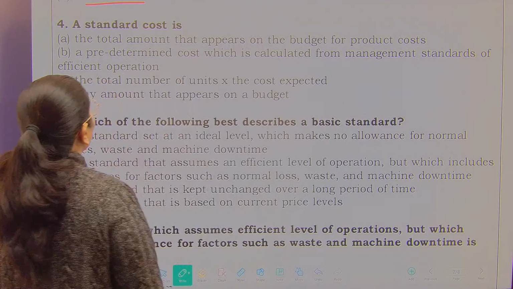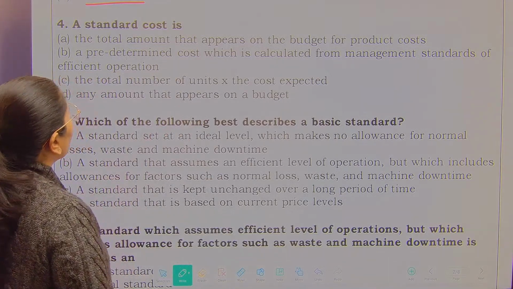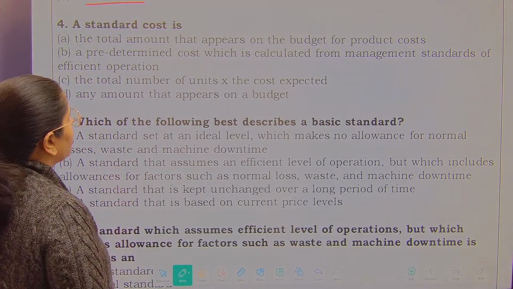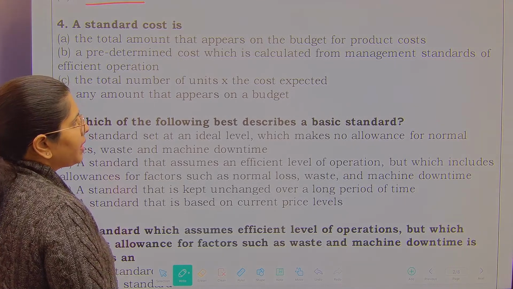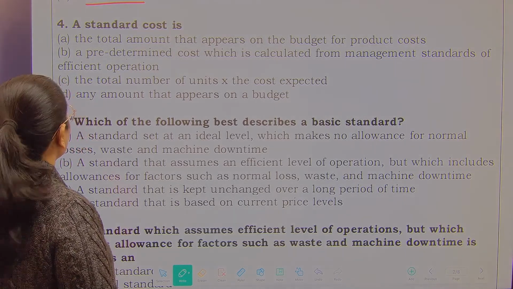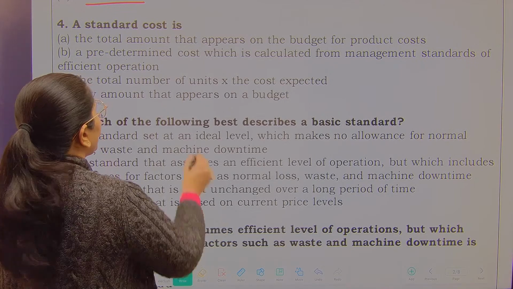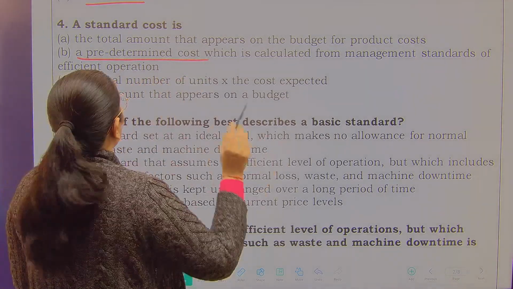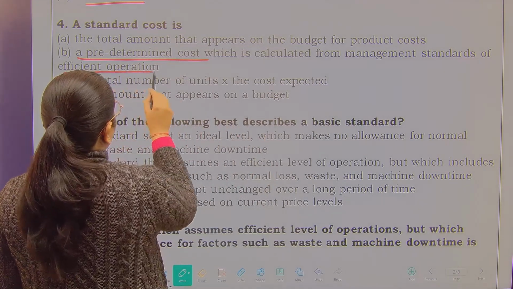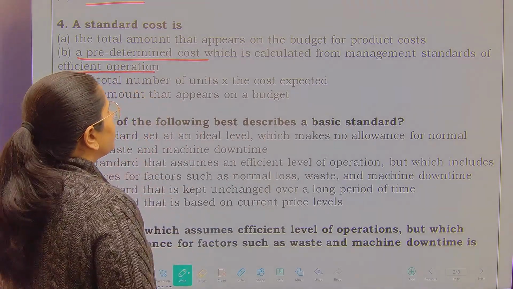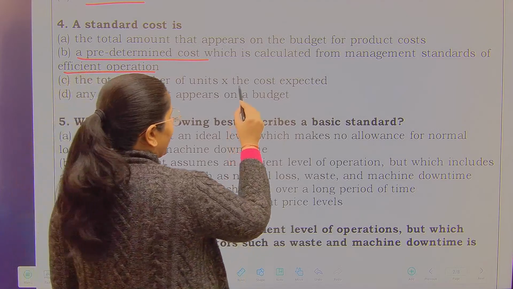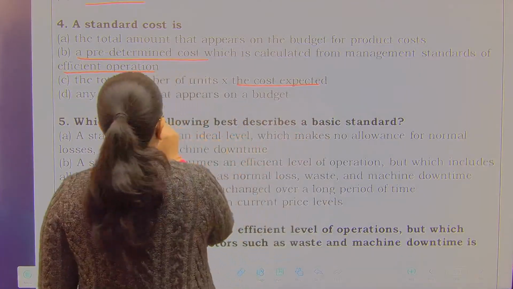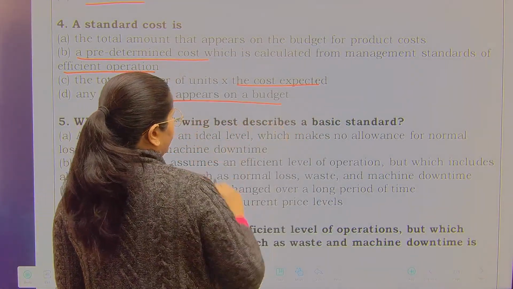you have been told that a standard cost is, what is a standard cost? The total amount that appears on the budget for product cost, okay. A predetermined cost which is calculated of management's standard efficient operation, the total number of units multiplied by the cost expected, and any amount that appears on budget.